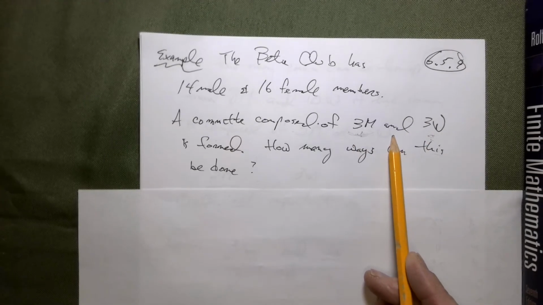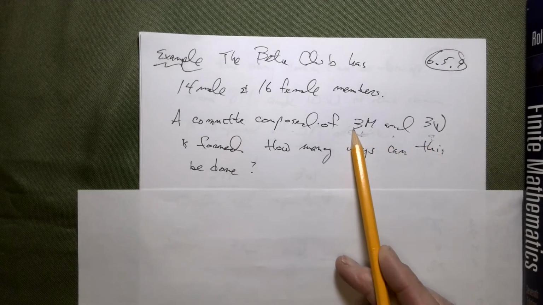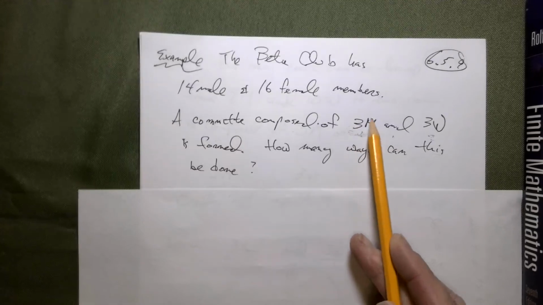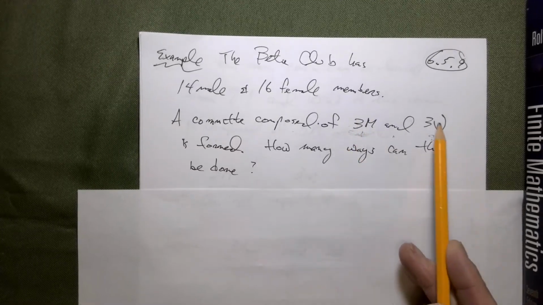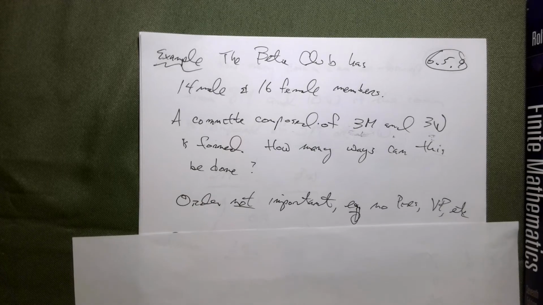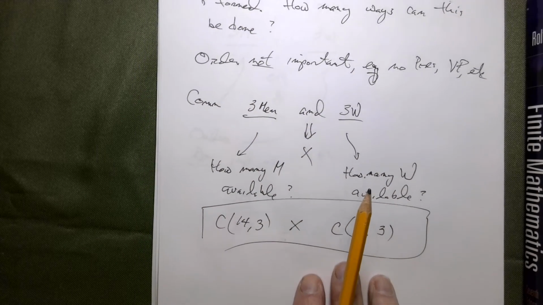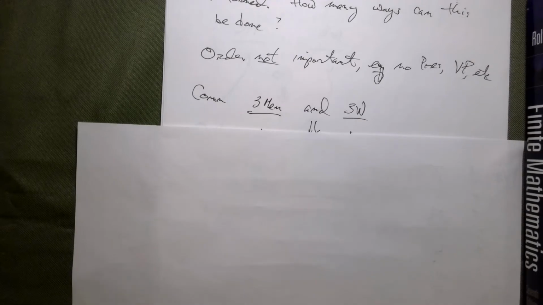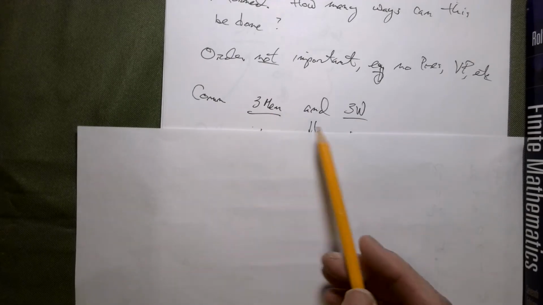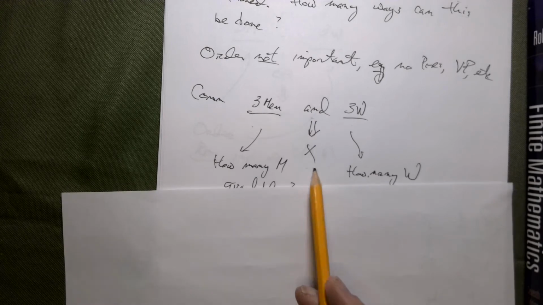And means multiplication. So we're going to have to break this up into 2 parts. We're going to have to figure out how many ways this can happen, how many ways this can happen, and "and" means multiplication. So order is not important. There's no distinction between the types of positions, which means combination. So what we have is the following. We have 3 men and 3 women, and "and" means multiplication.